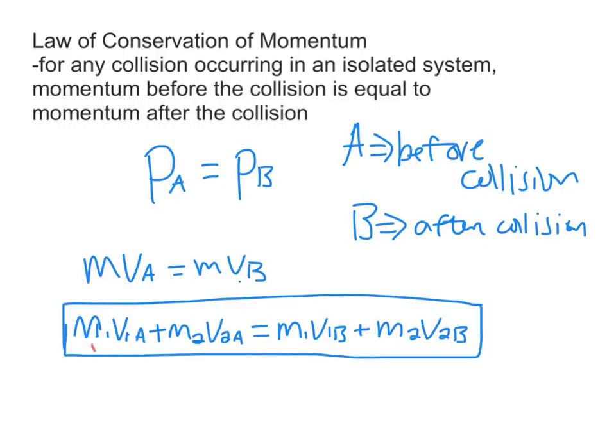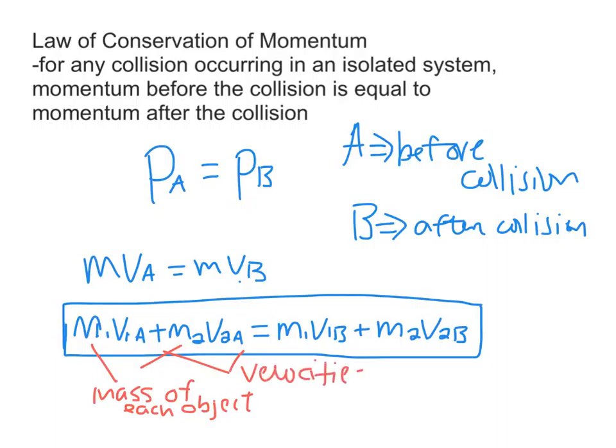So these are the mass of each object. And if you have more than one object, we will see a three-way collision, then you would just add in a third, plus m3v3a and b. And then the v's are the velocities of each object. And velocity, because the direction here will matter. And again, A refers to before the collision, B refers to after the collision.